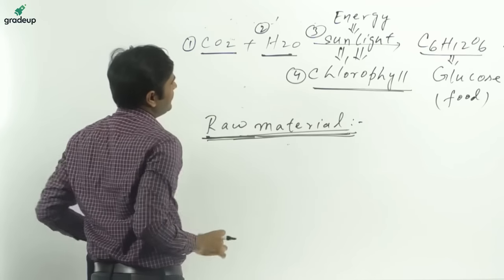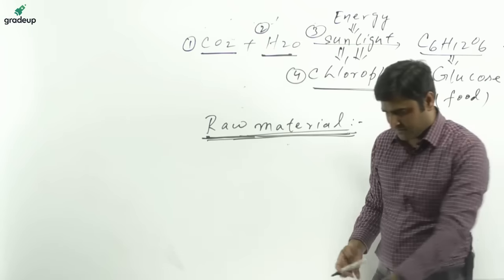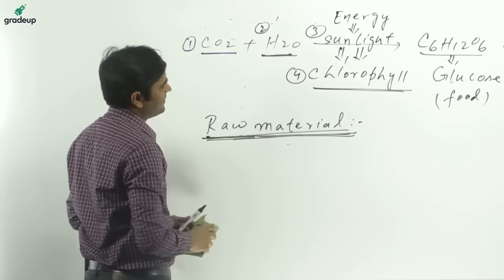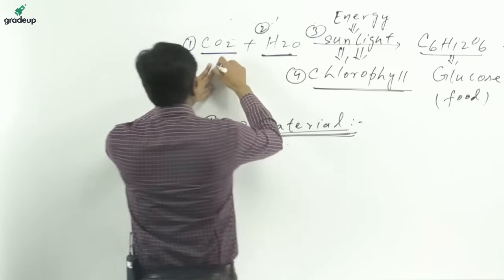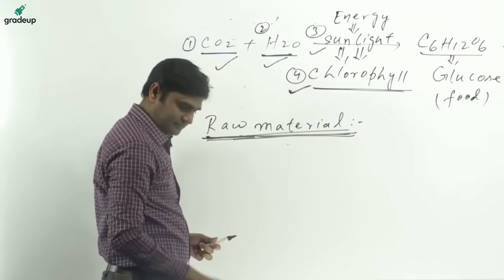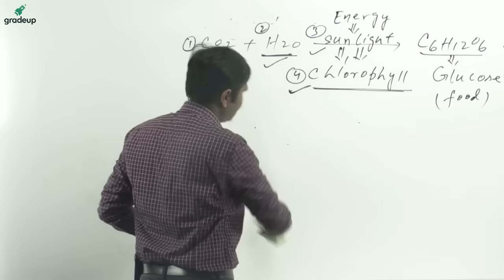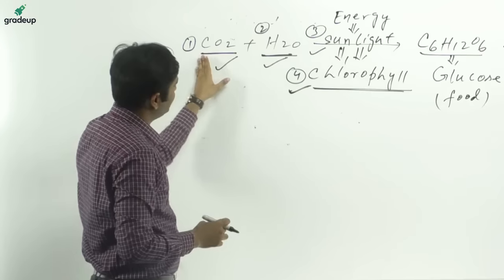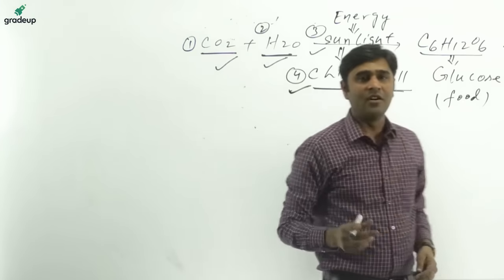So these are the necessary conditions of photosynthesis. These four things are required for photosynthesis. Questions can be asked from here, that which of the following is necessary for photosynthesis? Number 1, CO2, water, chlorophyll, all of these. So the answer is all of these.